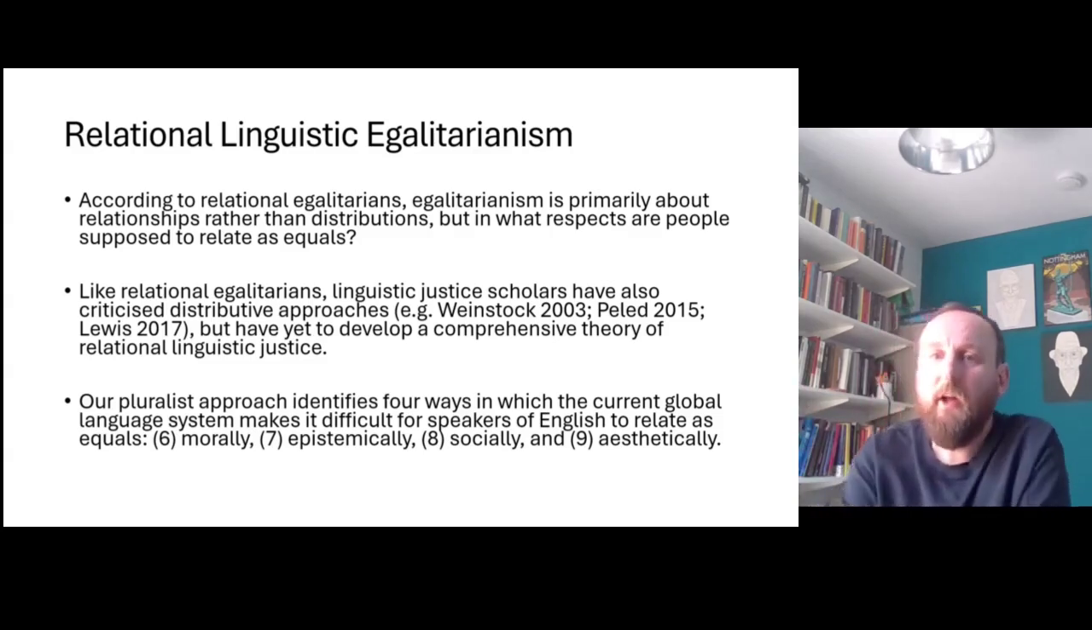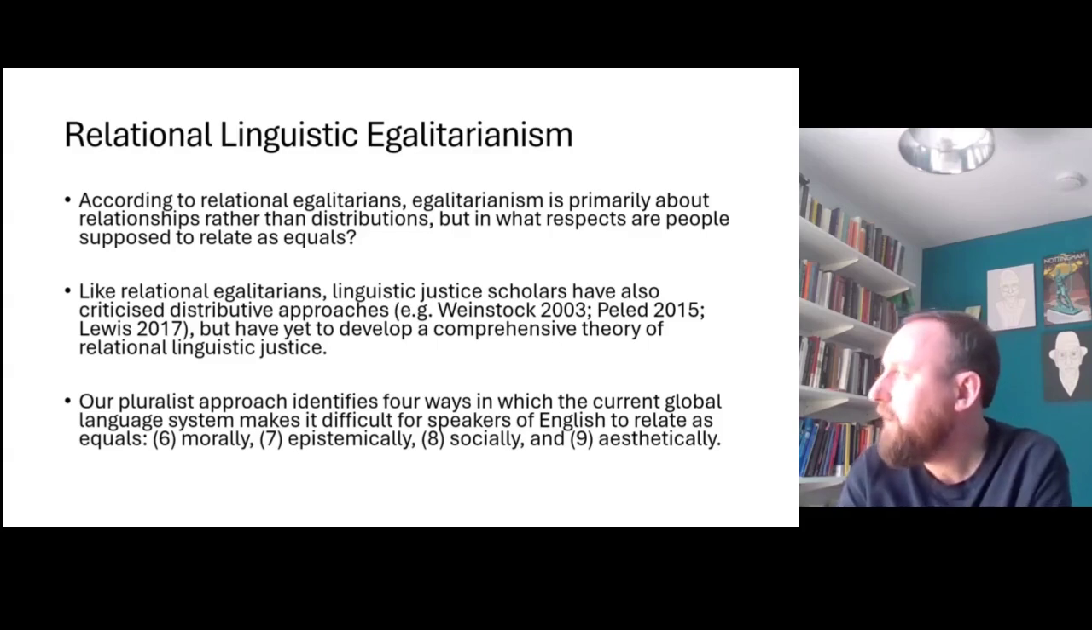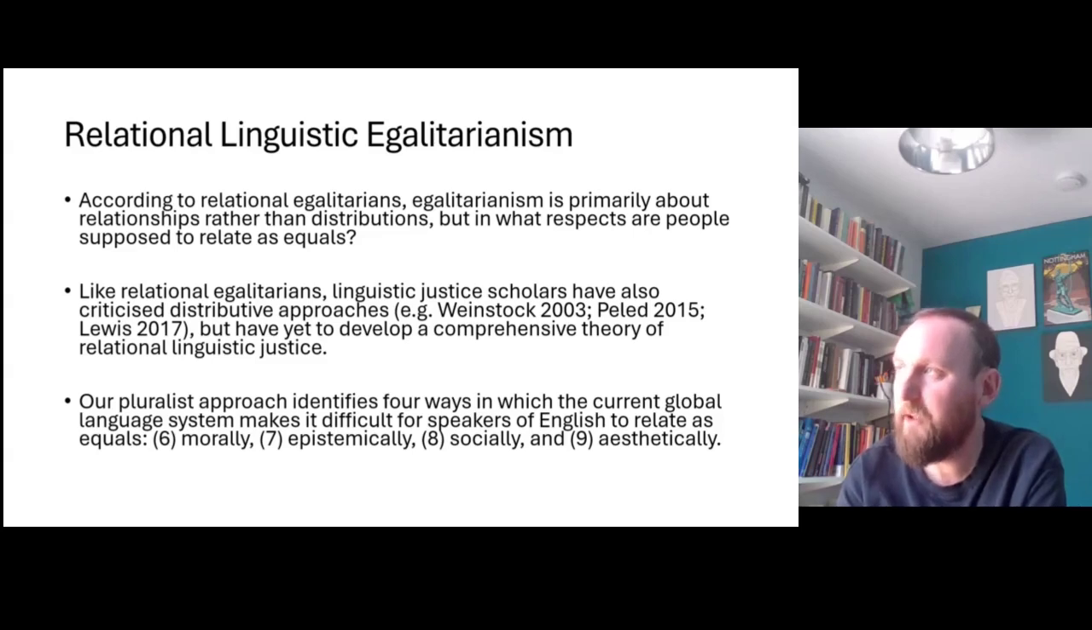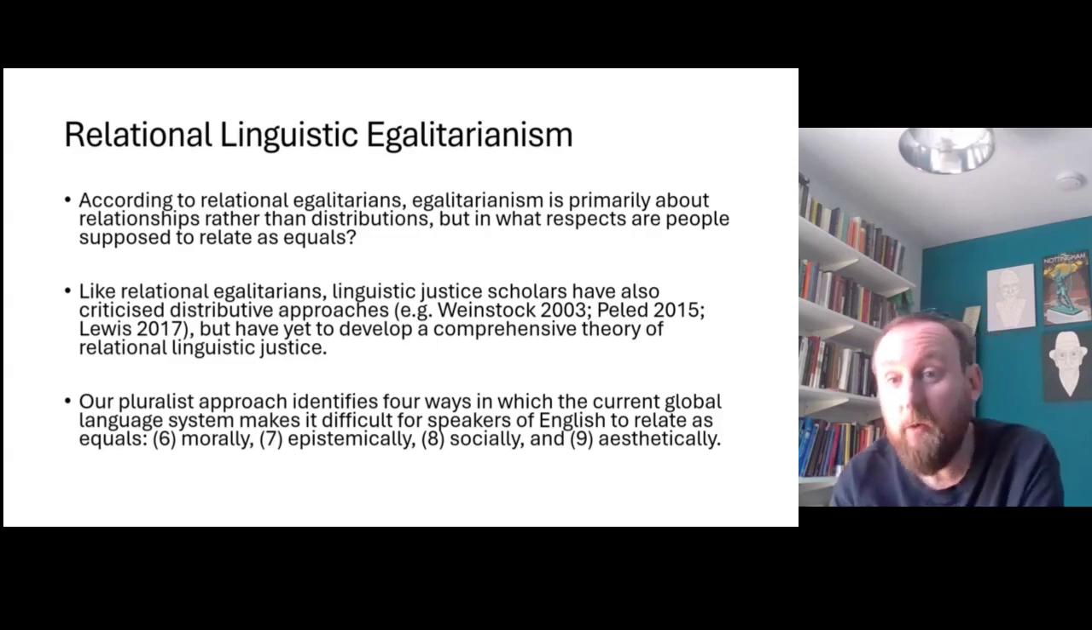And in particular, we suggest that if we're interested in bringing about conditions of equality amongst speakers of English, then we should be trying to ensure that they can relate to one another as moral equals, as epistemic equals, as social equals, and on egalitarian aesthetic terms.